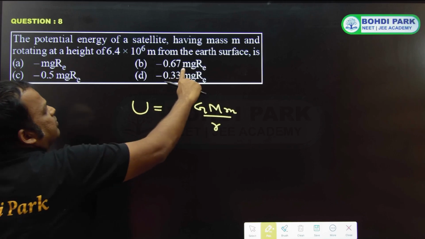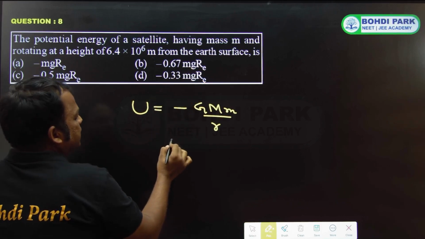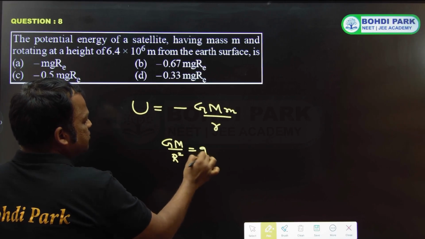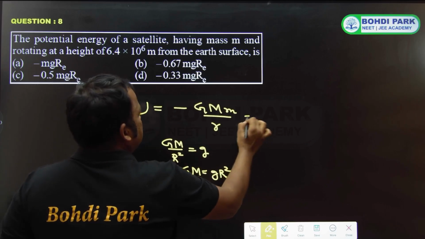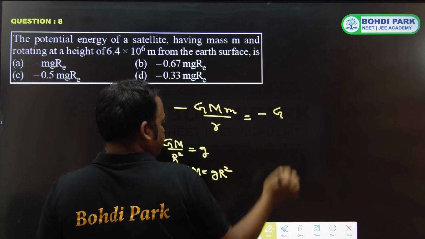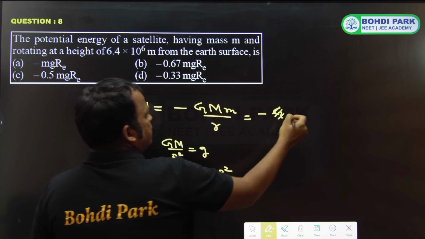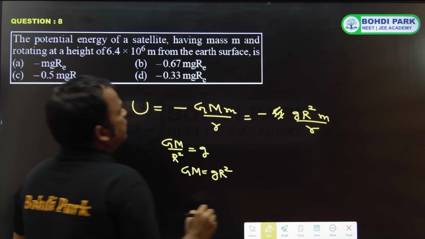So we have to find our answer in terms of gravity, that is acceleration due to gravity. So we know that GM by R square is equal to small g. So GM is equal to g into R square. So that is minus, this GM will be gR square. So minus g into R square into m by small r.